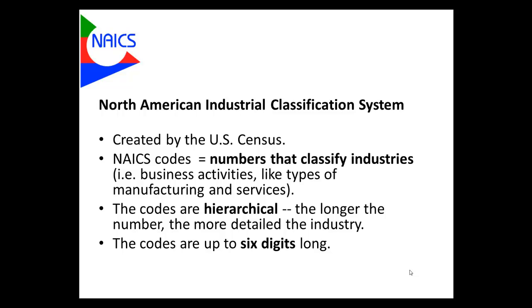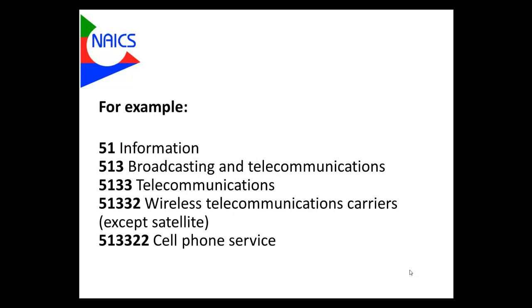The codes are hierarchical. The longer the number, the more detailed the industry it represents, and you can get up to 6 digits long. For example, 513322 is the NAICS code for cell phone service, and that's part of the information family, information being the sector that includes these more detailed industries like cell phone service.